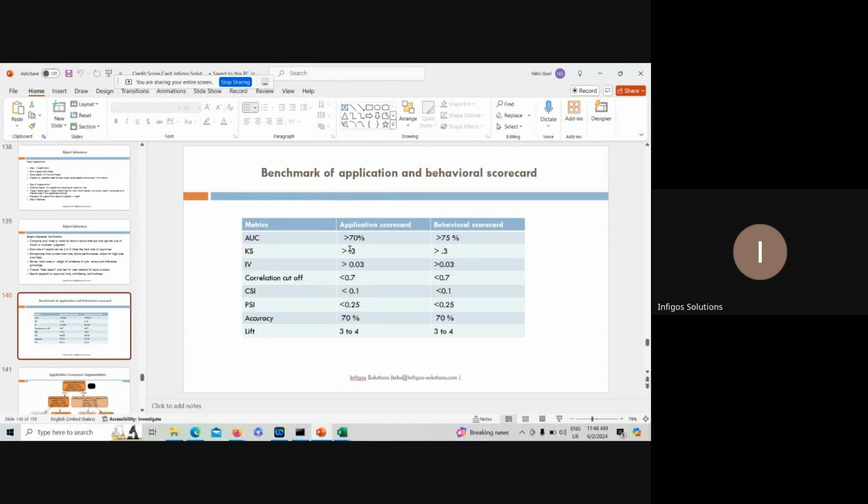These are different metrics for benchmarking. AUC should be greater than 70%, so behavior should be 75. KS should be greater than 0.3, IV should be greater than 0.03, correlation should be less than 0.7, CSI should be less than 0.1, PSI should be less than 0.25, accuracy should be greater than 70%, and depth should be 3 to 4.